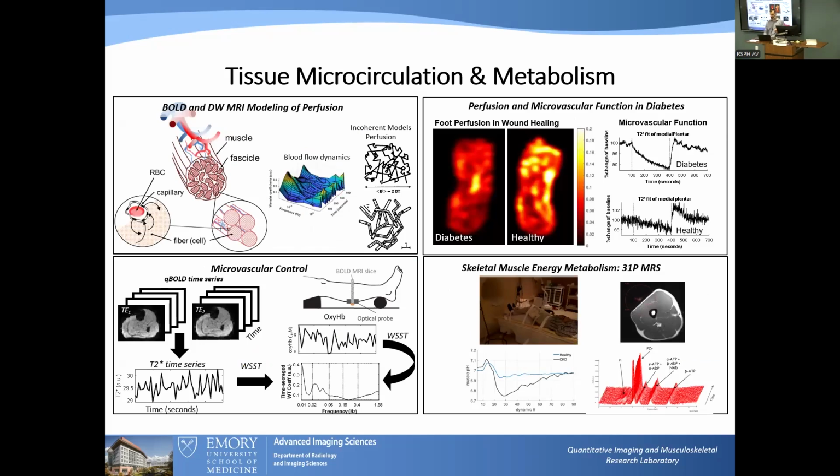Microcirculation and metabolism are other properties of tissue that we've been actively developing in the context of chronic kidney disease and diabetes, as well as other muscle metabolic disorders, in which we use localized spectroscopy techniques like phosphorus spectroscopy, where we can study energy metabolism in skeletal muscle.